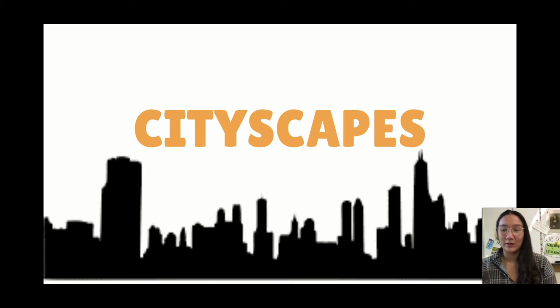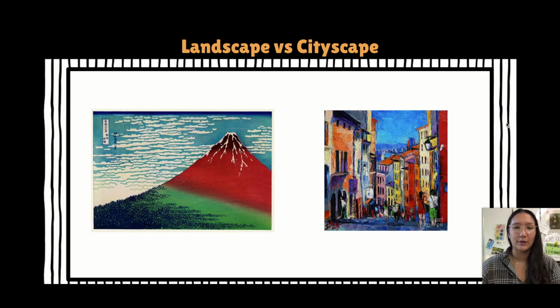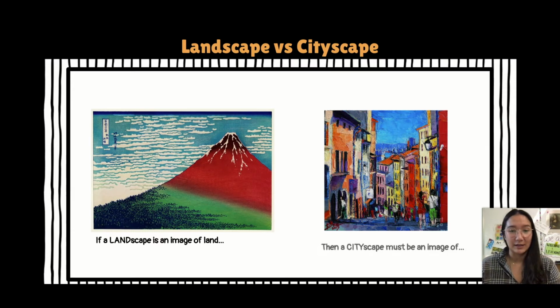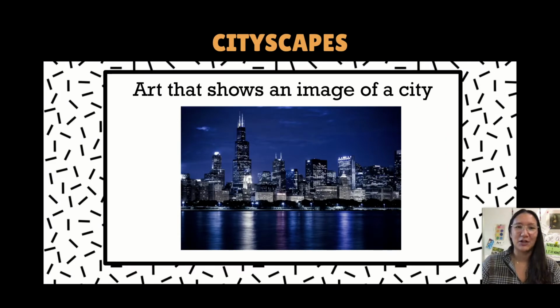This week in art, we are going to be talking about cityscapes. So let's see if we can figure out what a cityscape is. Last week and the week before, we were talking about landscapes, and we learned that a landscape is an image of land or the outdoors. So if a landscape is an image of land, then a cityscape must be an image of a city. Very good. So a cityscape is just an image or art that shows an image of a city.